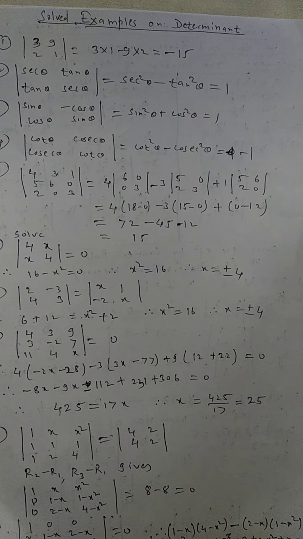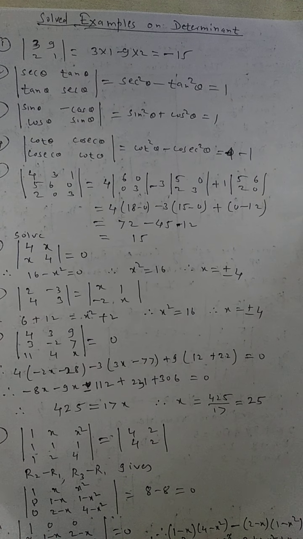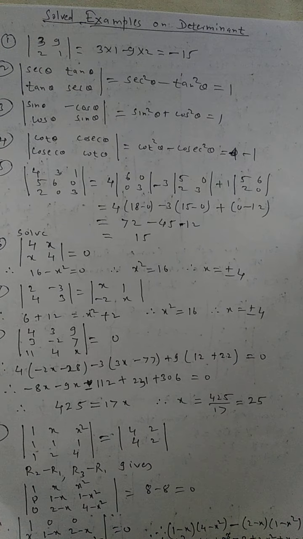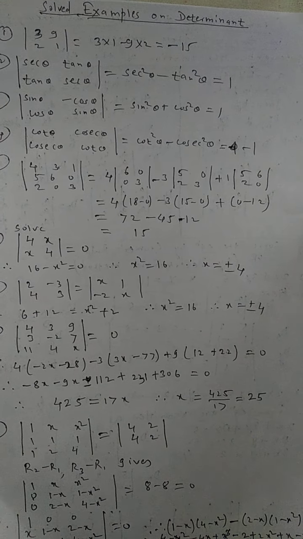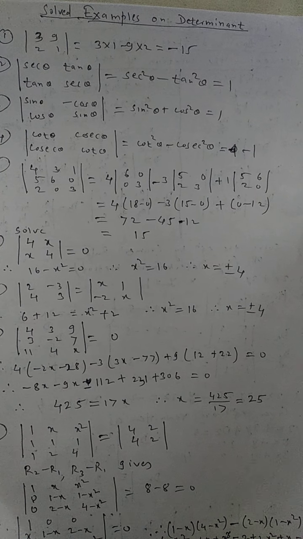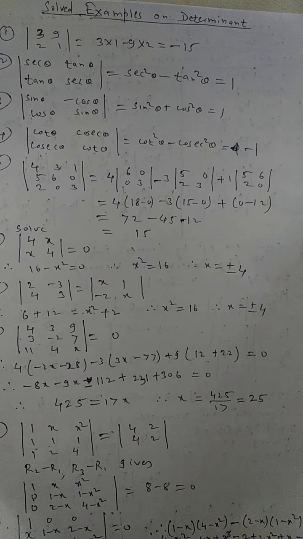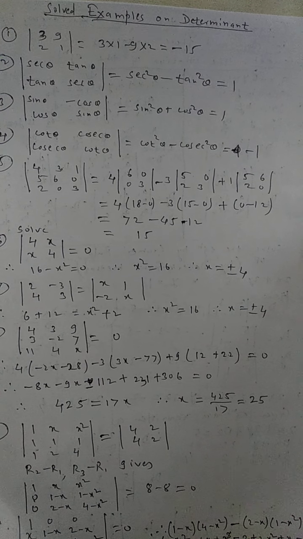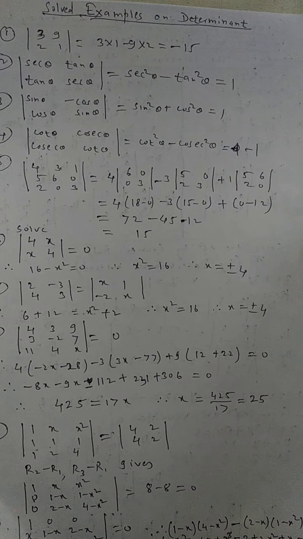If we interchange two rows or two columns of a determinant, then the value of the determinant changes in sign only. If we interchange the rows and columns of a determinant, then the value of the determinant remains unchanged. If all the elements of any row or any column are multiplied by the same constant k, then the value of the new determinant is k times the value of the original one.